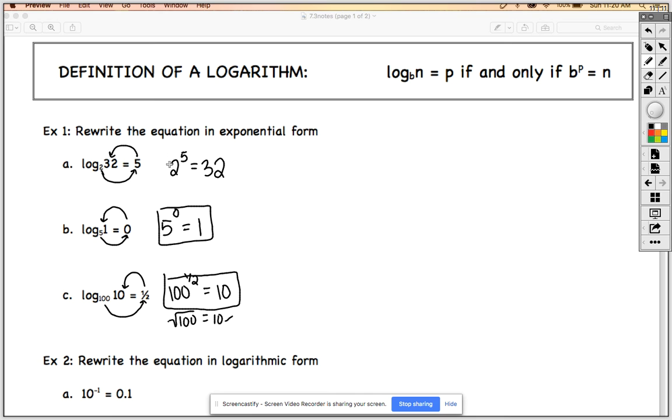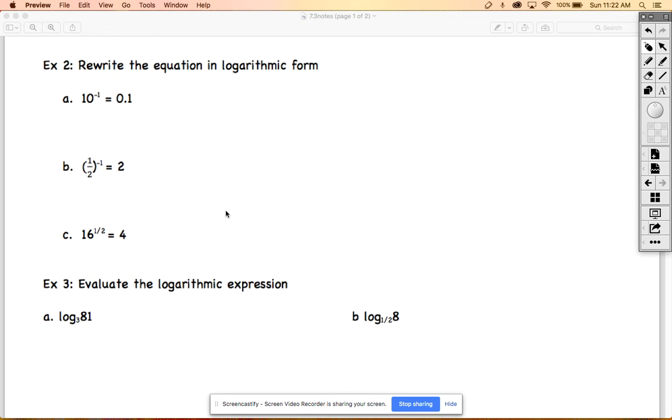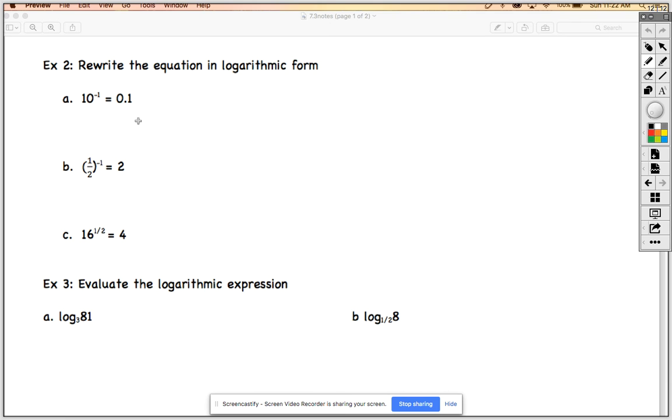Okay, so in example 2, we're going to switch them from exponential form like we just wrote them. They're starting out in exponential form, and we're going to write them in logarithmic form. So we're just going backwards. The first thing I need to do is write the word log. First number I see is my base, so I make that my little subscript number, so log base 10. And then basically these two numbers just flip-flop. So I would put 0.1 and then equals, and then my power, which is -1.